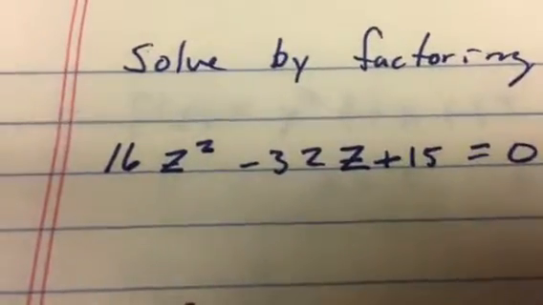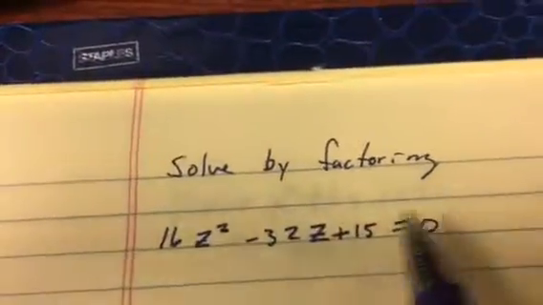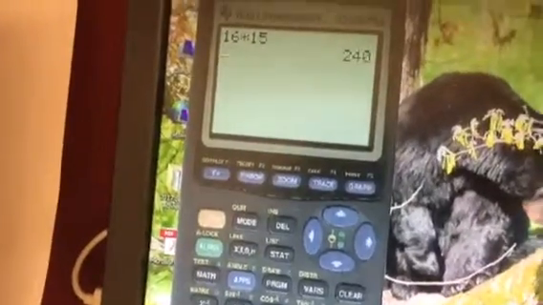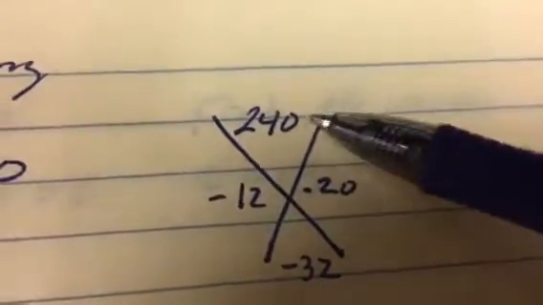times this 15. So 16 times the 15. We're going to take our calculator, clear this out, and type in 16 times 15. That's your A times your C, and we get 240. So I'm going to place an X on my paper, and I'm going to write the 240 at the top.